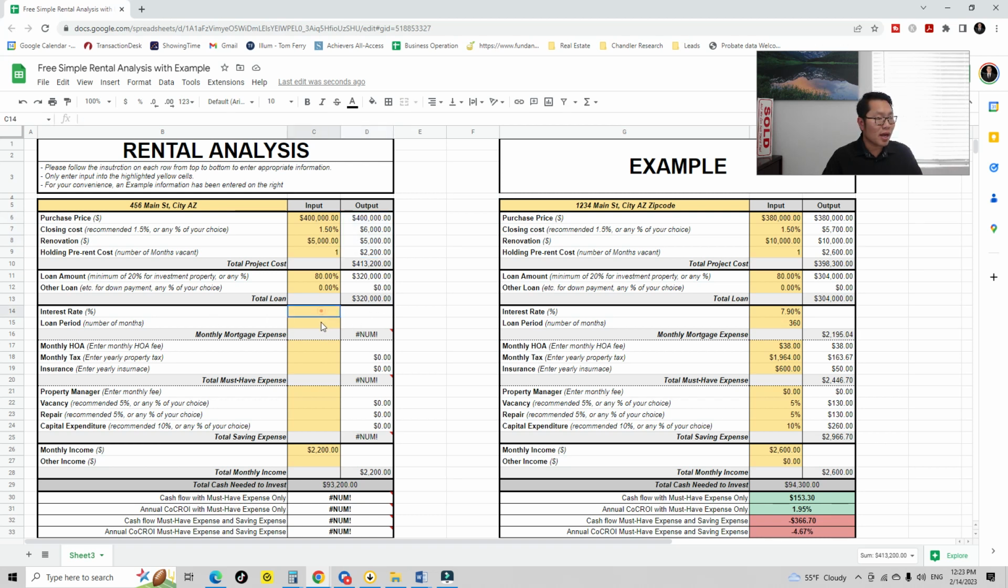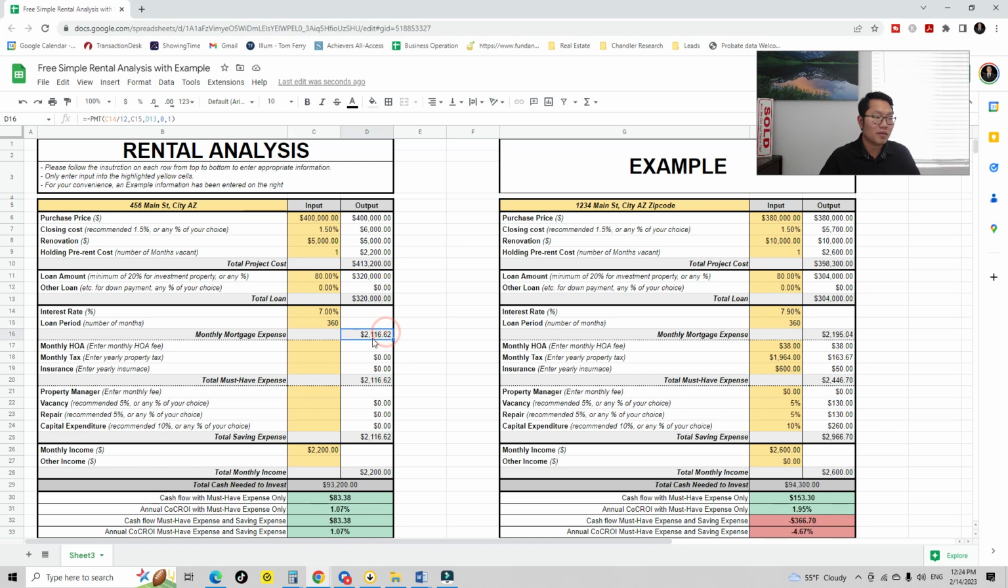And then you enter the interest rate that you get quoted. Maybe at this time it's going to be 7% for an investment property, so I enter 7% here. The loan period is the number of months. Is it going to be 15 years or 30 years? You enter 360 right here, which is for 30 years.